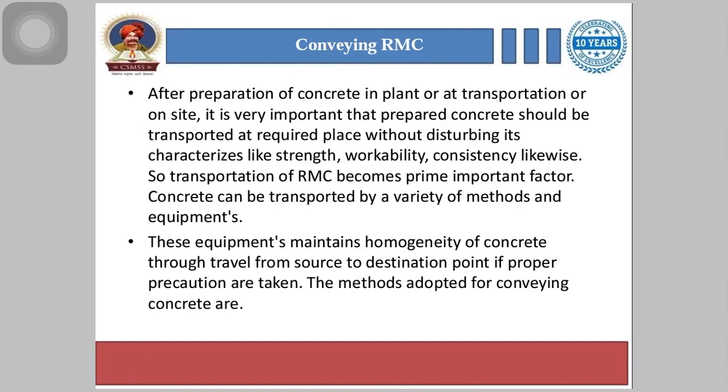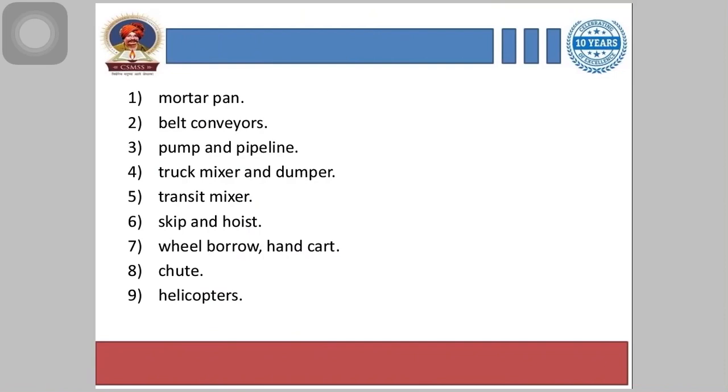and equipment. This equipment maintains the homogeneity of the concrete through travel from source to destination point, if proper precautions are taken. The methods adopted for conveying the concrete are mortar pan, belt conveyors, pump and pipelines, truck mixer and dumper, transit mixer, skip and hoist, wheelbarrow, hand cart, chute, and helicopters.